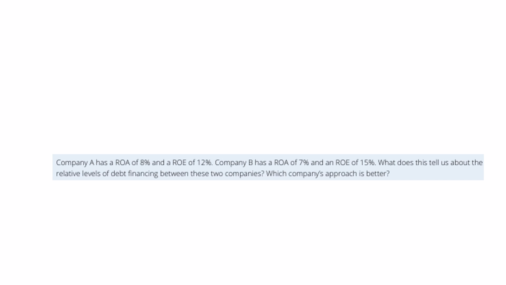Considering the above, we can now comment on the specific ROA and ROE numbers for Companies A and B. Since Company B has a lower ROA and higher ROE relative to Company A, we know that Company B is using more leverage, debt financing, than Company A. Neither approach is necessarily better or worse than the other. They're just different. Company B is using a more aggressive or riskier strategy of financing.